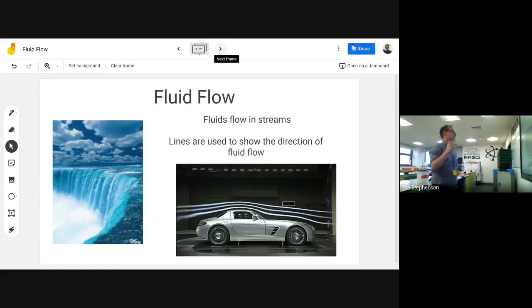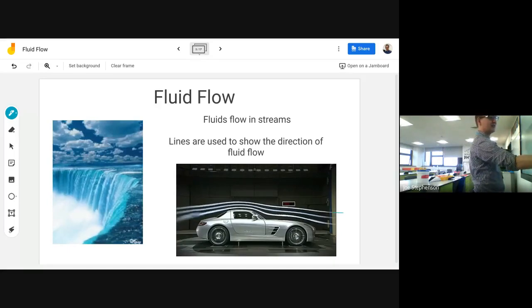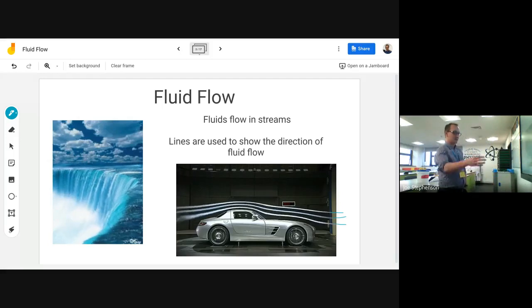Now, fluid flow. I'm hoping these animations are working for me. So you can see these animations are working. Fluids flow in what we call streams. Okay, so a stream, essentially, you can see this going over this car here. You can see 3 streams of air. Now, obviously, we don't generally see air when it flows. But what they're doing here is using steam or some kind of gas or aerosol that's being pushed by wind, and you can see these streams.